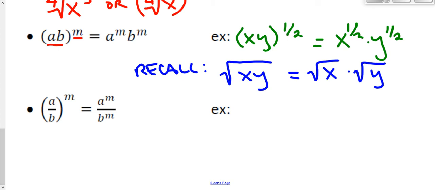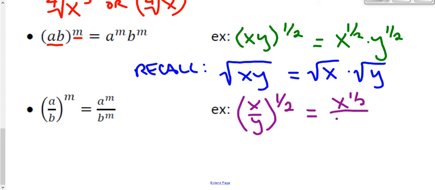And we have one more that we've already been using that I want to make sure you guys know how to use, and that's this last one here. A over b to the m power, we can distribute the exponent to the a value and the b value. So if I try to do that here with my exponents, if I have x over y to the 1/2 power, we'll just use 1/2 because we're most comfortable with it, I can distribute that 1/2 to the x value and to the y value. So x to the 1/2 over y to the 1/2. And again, we've actually already used this principle. You guys just didn't realize that it was an exponent form. We've used it in radical form.